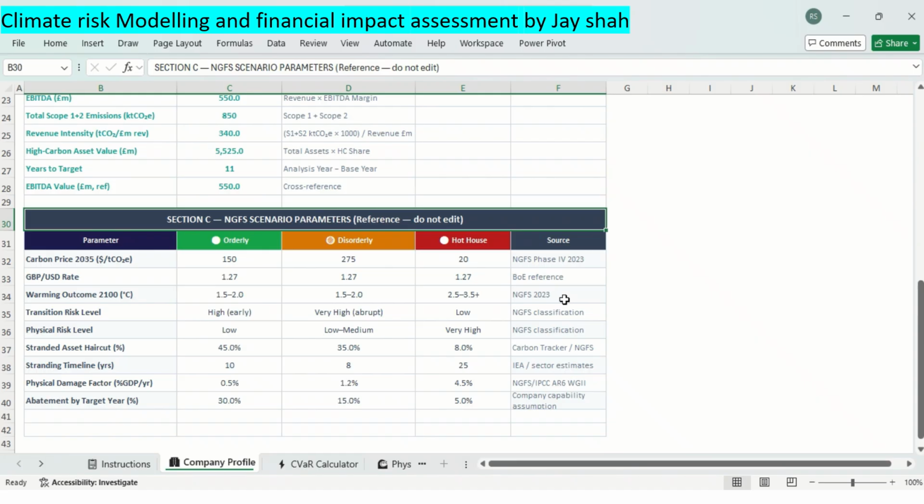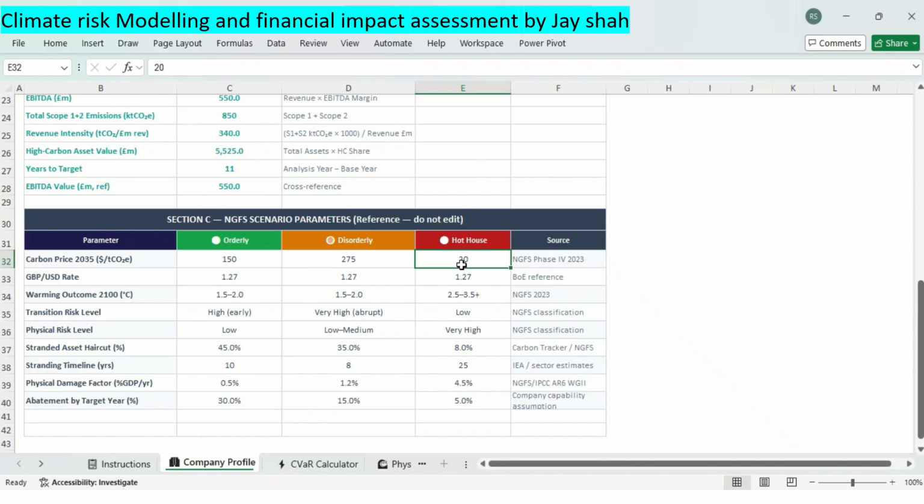Then disorderly, we will have $275 per ton of CO2 equivalent, and in the hothouse world there will be $20 of carbon price by 2035. So the hothouse world looks safe in the near term on the transition metric, but it is very important to understand what the physical risk will be for that.